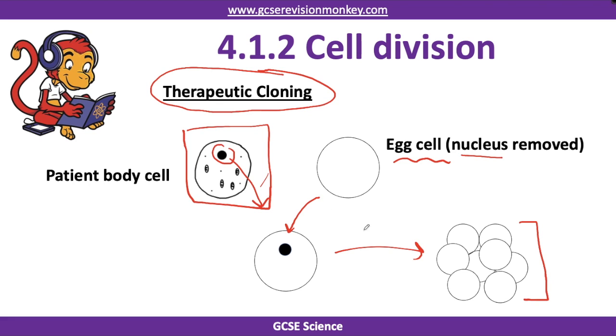But the idea of this is that can we use this embryo containing the patient's DNA to produce some cells for the patient that won't be rejected? So perhaps they need some nerve cells or some muscle cells, or perhaps they need some bone cells or cells that produce insulin. And if they use stem cells with their DNA, then that's less likely to be rejected from the body.